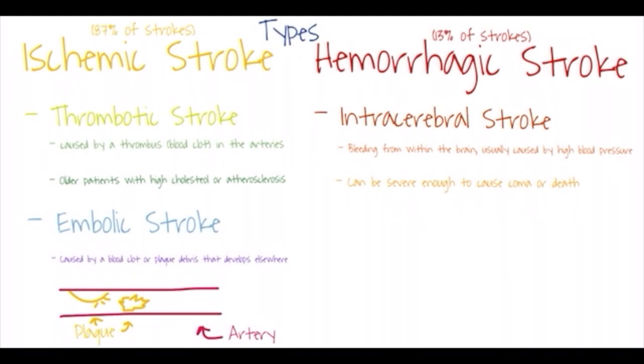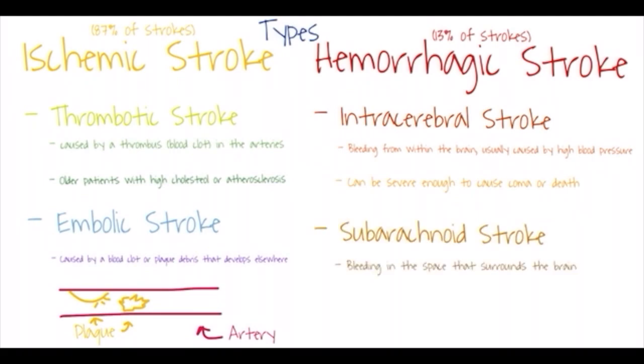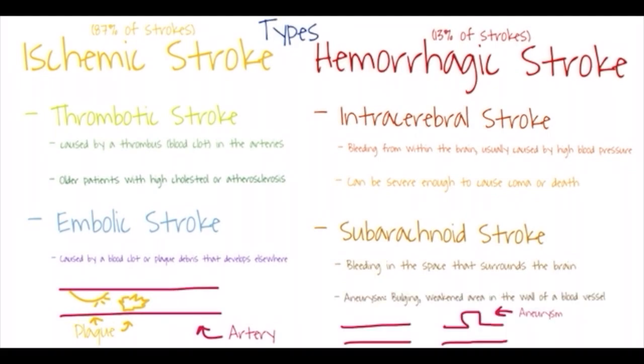The second subtype of hemorrhagic stroke is subarachnoid hemorrhagic stroke. This occurs when there is bleeding in the space that surrounds the brain. Most often, it occurs when an aneurysm, or a bulging, weakened area in the wall of a blood vessel that is on the surface of the brain, bursts and leaks. The blood then builds up around the brain and inside the skull, increasing pressure on the brain. This can cause brain cell damage, lifelong complications, and disabilities.